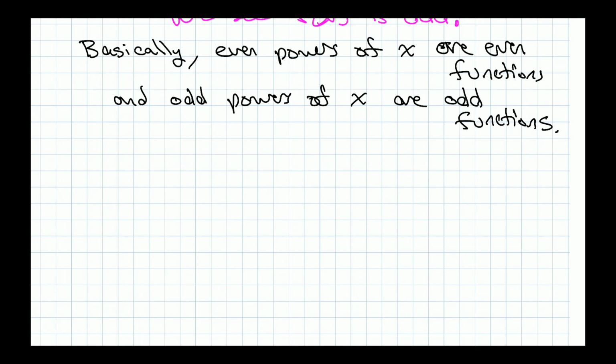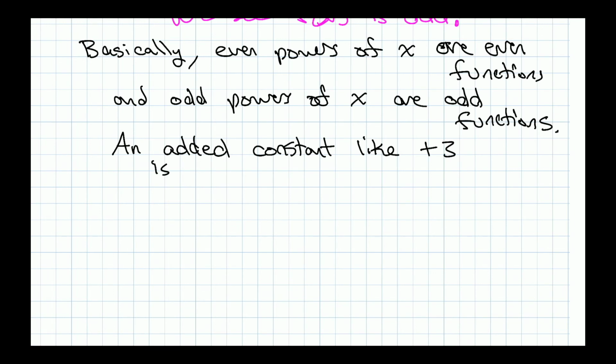Now, something that gets people into a little bit of trouble is, what about constants? An added constant, like plus 3 or something, is even. So constants are even, not odd. The fact that 3 is an odd number doesn't matter at all. It's a constant, and a constant is an even function.